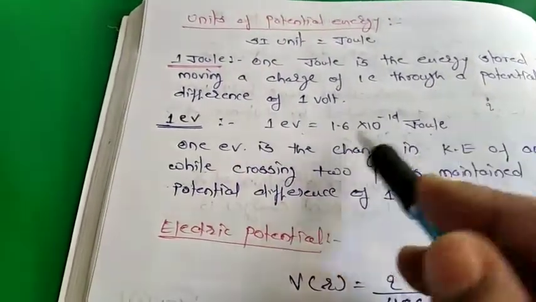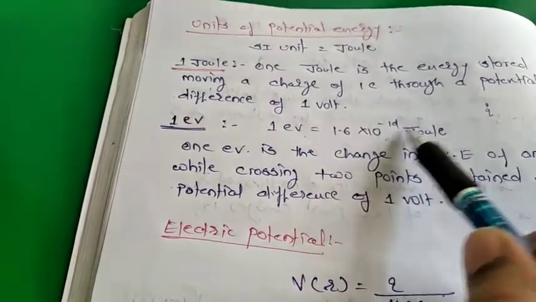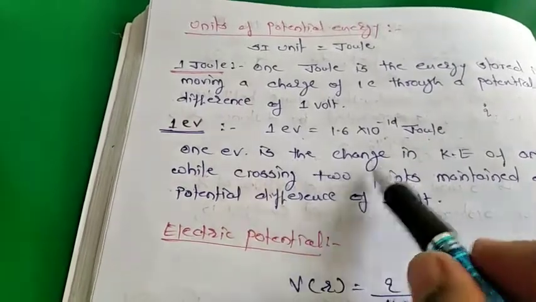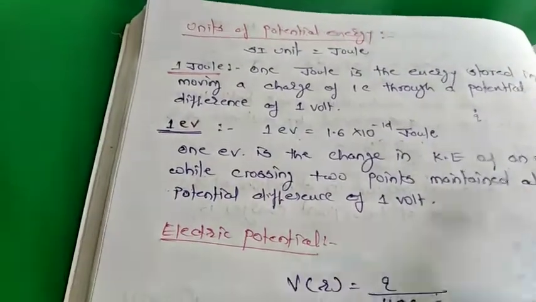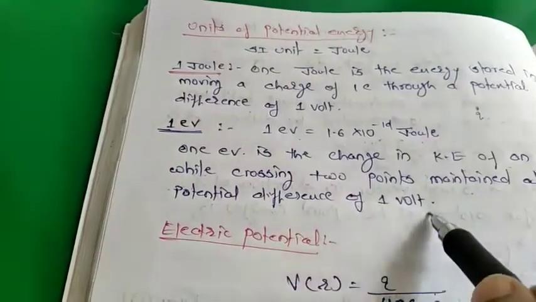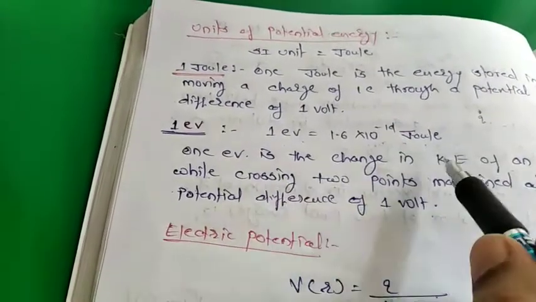So we have to convert it into joule by multiplying it with 1.6 into 10 to the power minus 19 joule. 1 electron volt is the change in the kinetic energy of an electron while crossing 2 points maintained at a potential difference of 1 volt. Right? So it is nothing but the kinetic energy.